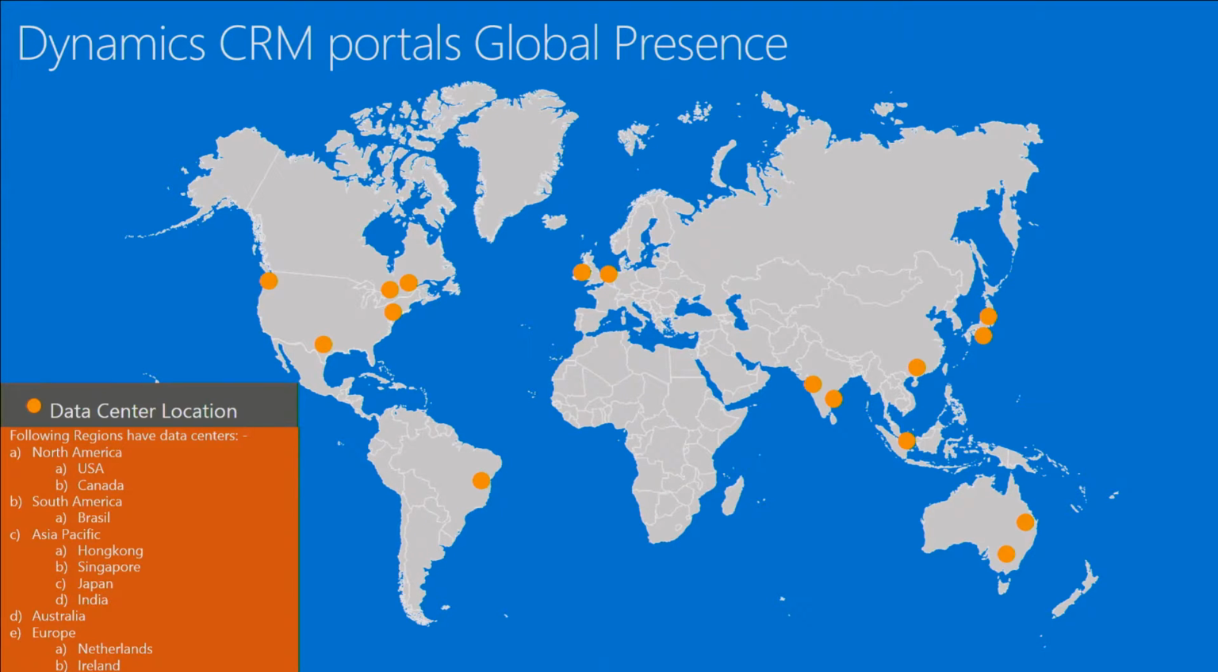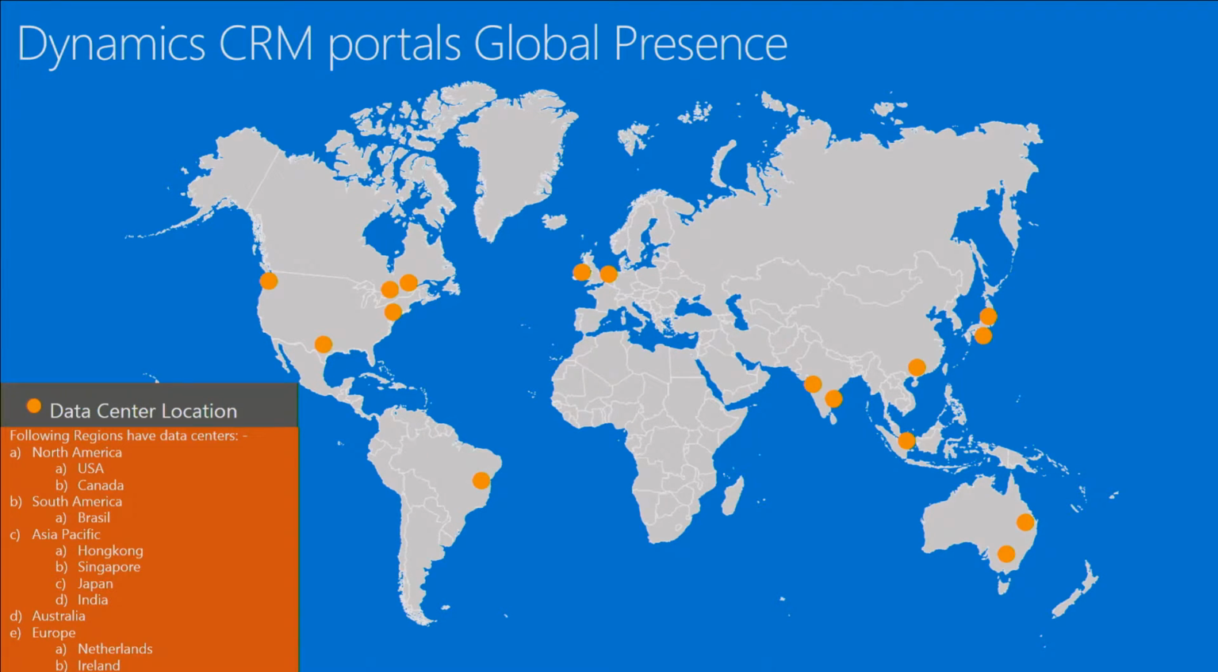Now, how do you determine your data center? It is totally based on which CRM organization you are connecting your portal against. If your CRM is in Japan, when you provision your portal, it will automatically be provisioned in Japan. It will be closest to your CRM so that there's no latency involved, probably sitting in a rack just below the CRM rack in the data center.